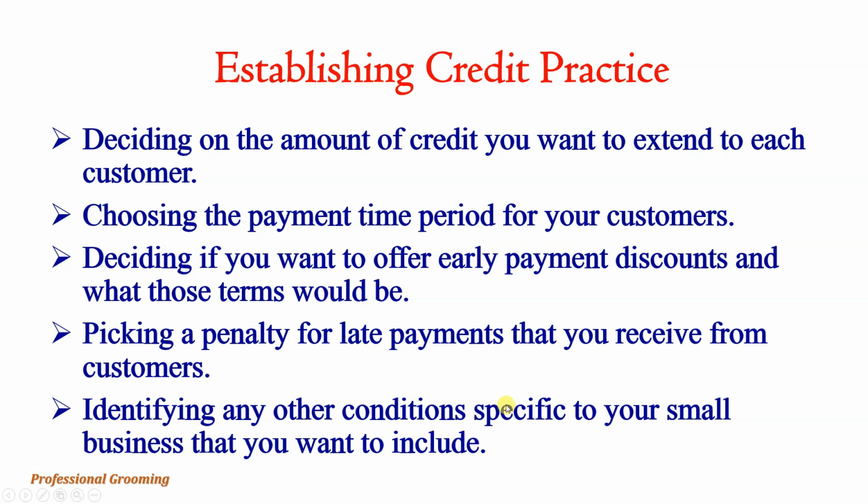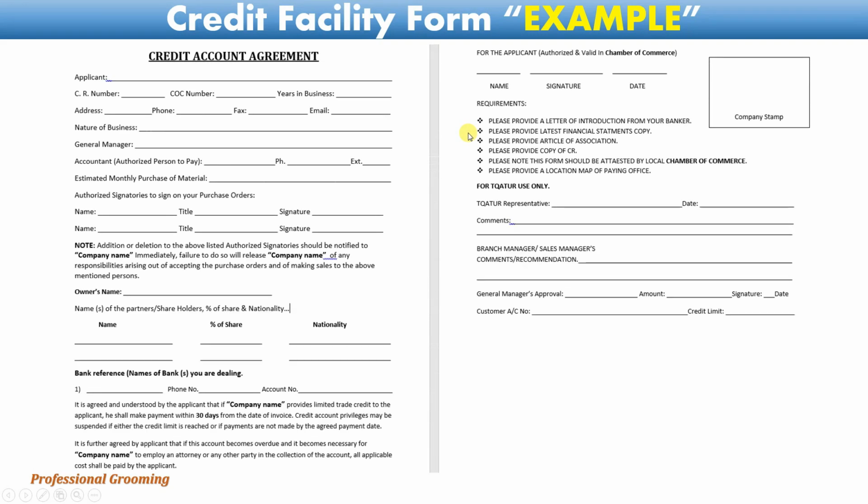Let's look at an example of a credit facility form which we need to create to decide on the terms of payments. This is a credit account agreement. When we are going to give our products on account, we create this type of form. Here is the company name to whom we are going to lend our goods. They need to write their registration number and their COC number, years of business, how long they have been in business, their address, phone number, fax, email, and the nature of business they are doing.